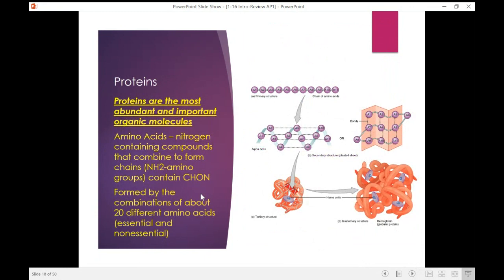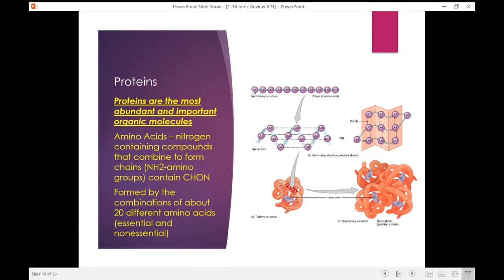Proteins are the most abundant and important organic molecules. I cannot say that enough. Proteins are the most abundant and important organic molecules for our bodies. Amino acids, we have about 20 of them in our body, and they are nitrogen containing compounds. They are sort of like pearls on a necklace, so to speak.